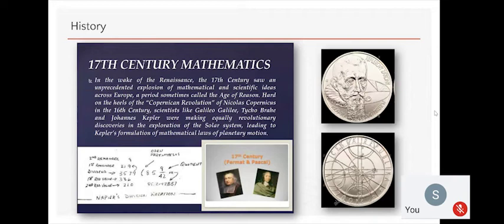In the 17th century of mathematics, we can see an unprecedented explosion in mathematical as well as scientific ideas, which actually evolved from Europe. The important mathematicians in this era were Galileo and Kepler. They did research about the solar system and gave the wonderful Kepler's laws. On the right side, the Czech Republic released a 200 koruna coin in remembrance of the invention of Kepler's laws of planetary motion.